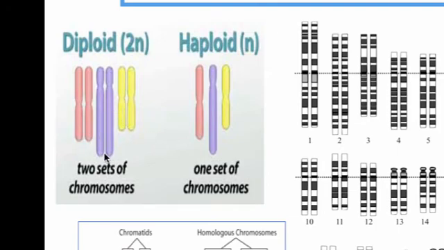So if you look at this diagram here, I have three pairs of chromosomes. They each have an exact copy of itself. This one has two, this one has two, and this one has two. You get one of these from your mom, one of these from your dad. So it's a diploid cell. It's referred to as a 2N.